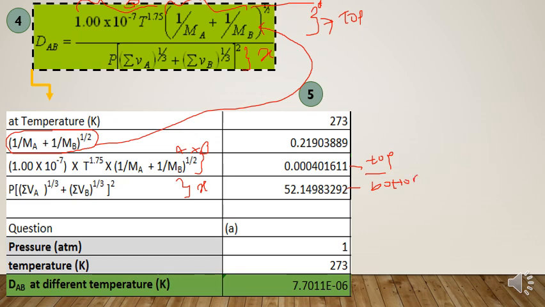Okay, but up to you. If you want to just calculate directly, it's okay. Just that this makes things easy for me to check again if I did some error during my calculation. So at the end I managed to get my DAB at 1 atm and 273 Kelvin equal to 7.0 times 10 to the power of minus 6, and the unit is meter square per second.